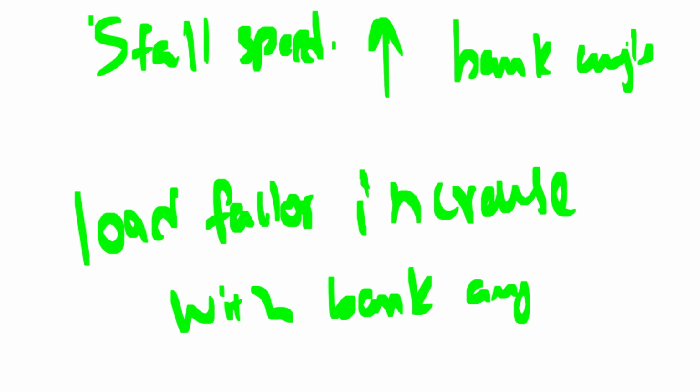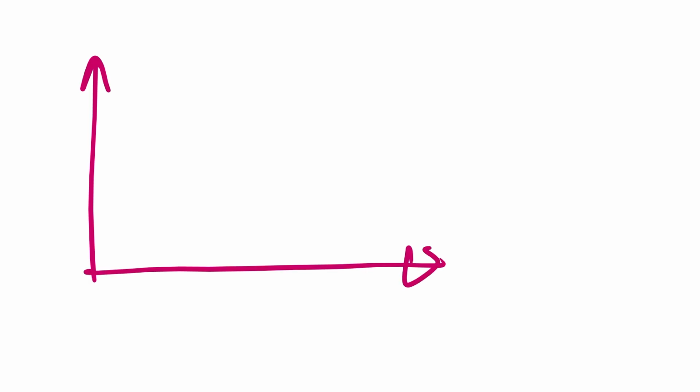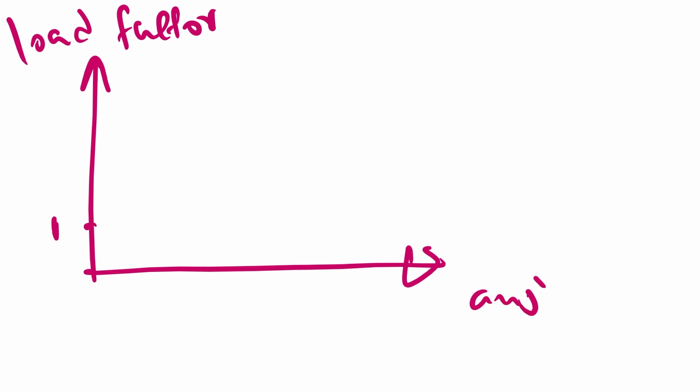So you have to learn this thing. We need to travel faster if we are banking, because the stall speed is now more than the normal limit, right? And also we have a relationship, there's a graph, and that graph will look something like this. So here we have the load factor and we have the bank angle, right? This graph will start at 1. So the loading on the aircraft is determined by this graph.